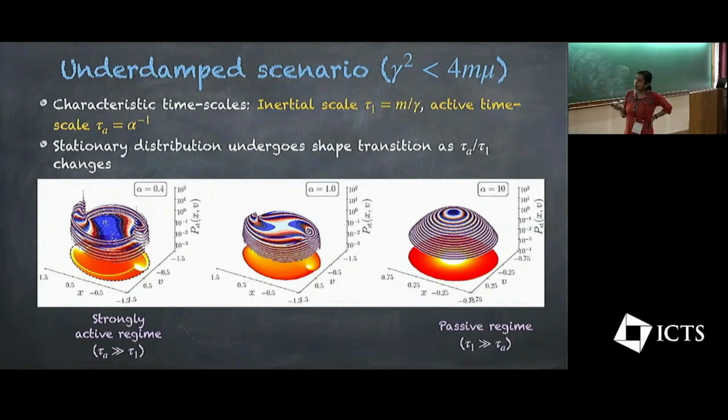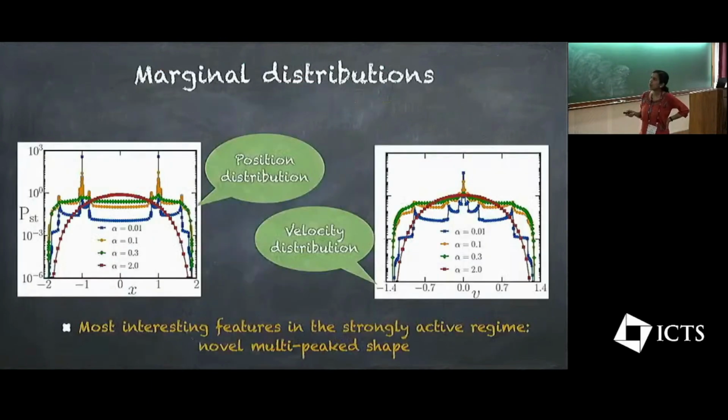So in the strongly active regime, when tau_a, the activity time scale, is much larger than the inertial time scale, we have this strange shape which goes over to the more common Gaussian shape in the passive regime. To understand this a bit better, we look at the marginal distributions of position and velocity.